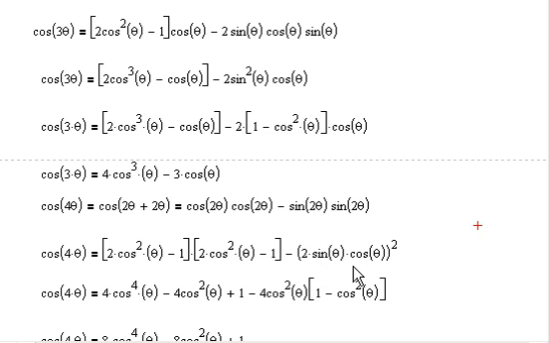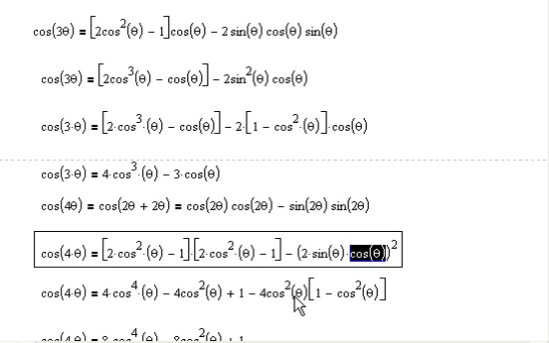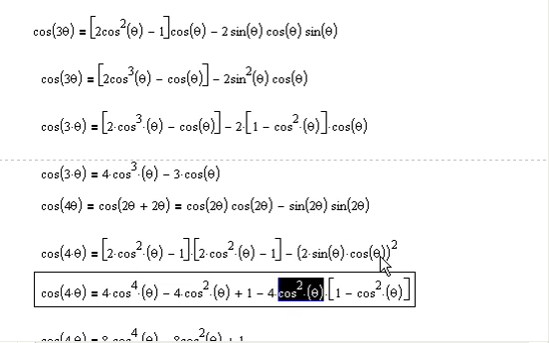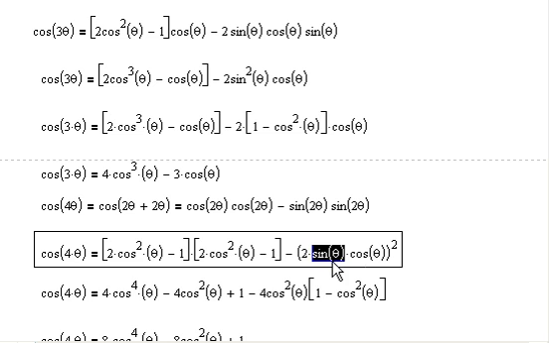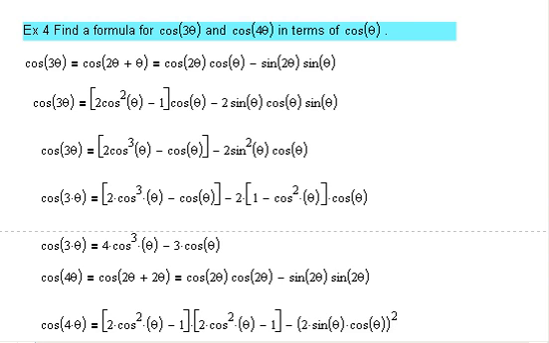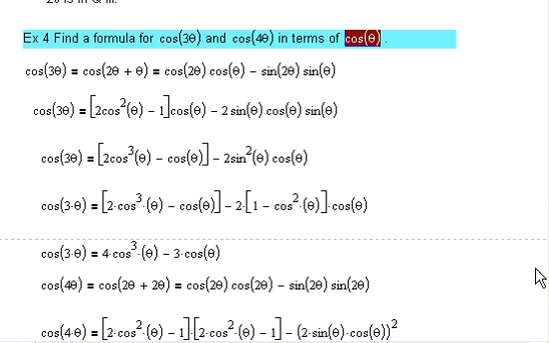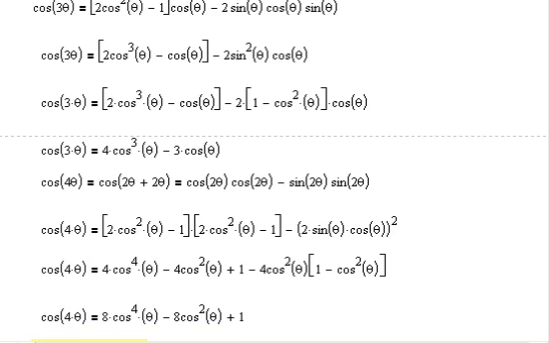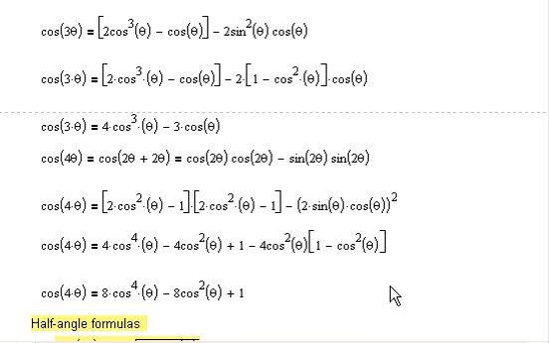And then this part may be a little bit more of a challenge, but I don't think it should be too bad. We get 4 from squaring the 2. We get cosine squared from squaring the cosine. And instead of writing sine squared, I went ahead and changed it to 1 minus cosine squared, because remember, our goal is everything in terms of cosine theta. So here's everything in terms of cosine theta, and the rest is just an algebraic simplification.